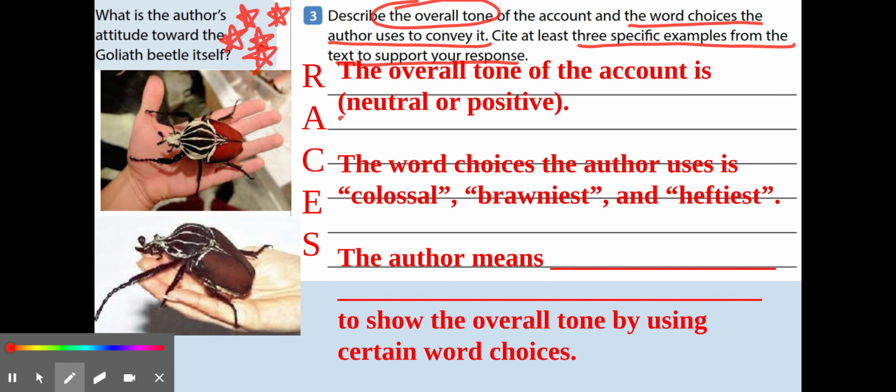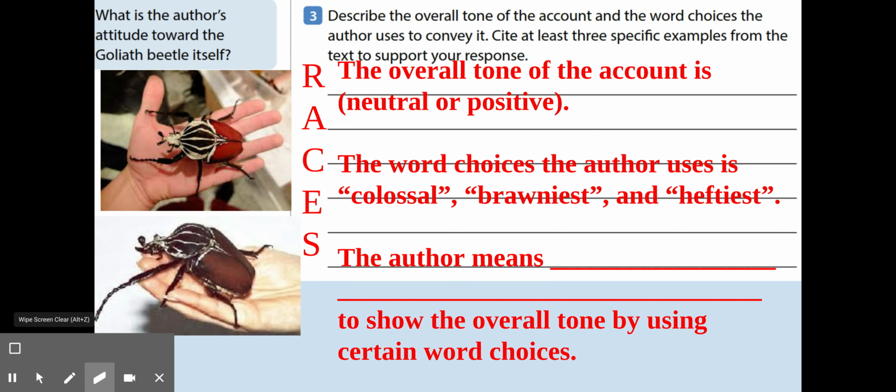Okay. And put a period. Then the word choice the author uses is, I used colossal, brawniest, and heaviest, and the author means this by it. Means blah, blah, blah to show the overall tone by using a certain word choice. Okay, that's one way. I'm going to go to the next slide because I have a better one as far as breaking down to help you with an outline.